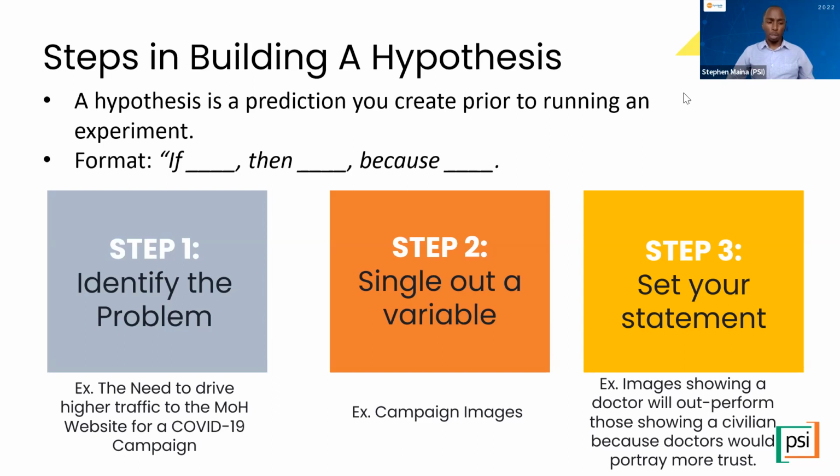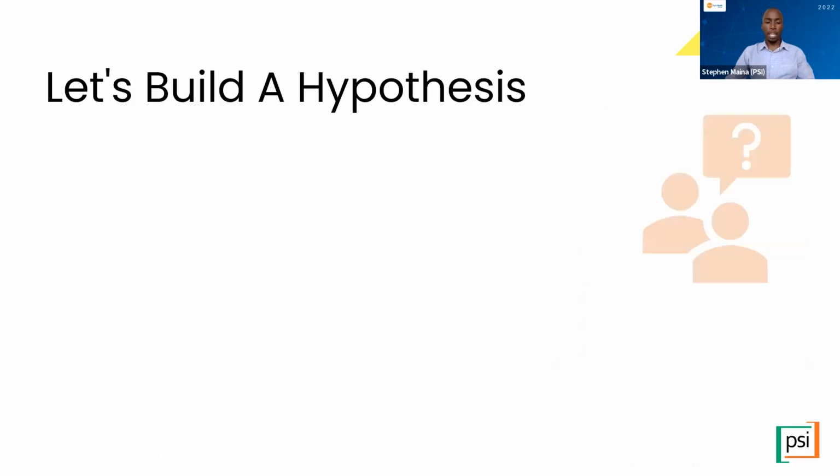So it's a three-step process that we have found working very well for PSI and our different teams globally, and I can see a few of them have joined in. Thank you very much. So this sort of three-part process has worked well for us to identify the need. And let's build one, yeah? So again, the format is if, then, because.